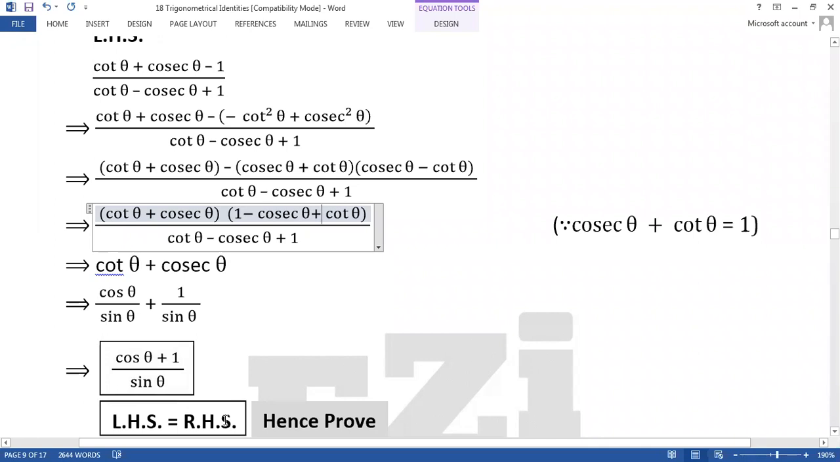I hope you understood what I explained in this entire sum. Just remember what you have to substitute: this numerator's minus 1 you have to substitute. And how to substitute that? Just cosec square theta minus cot square theta. I hope you understood this.